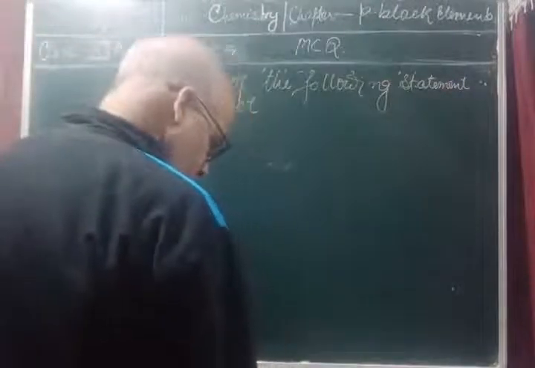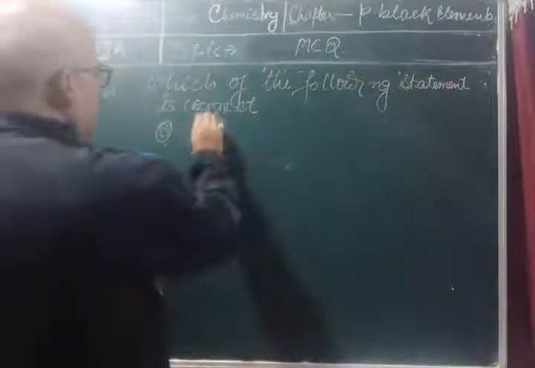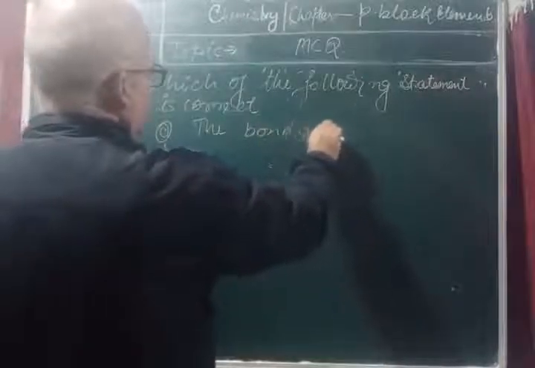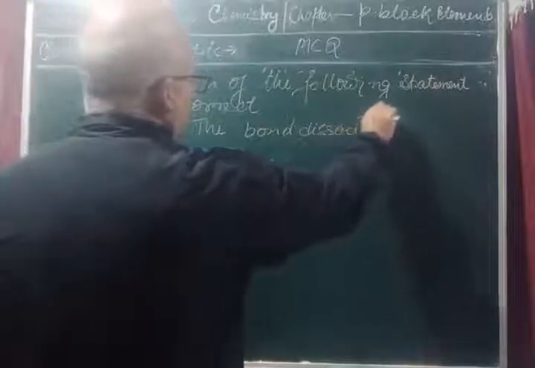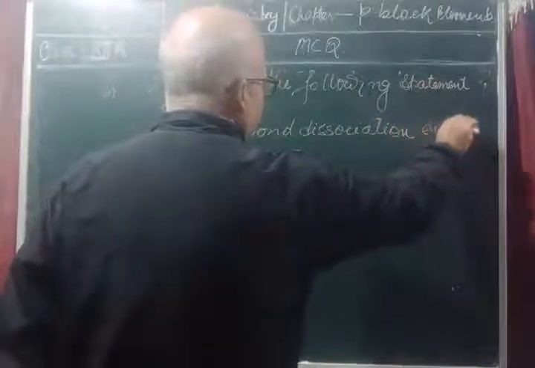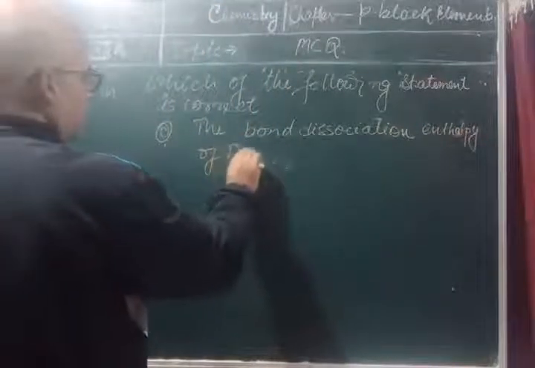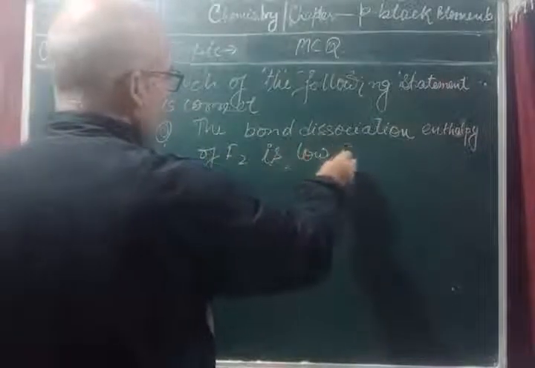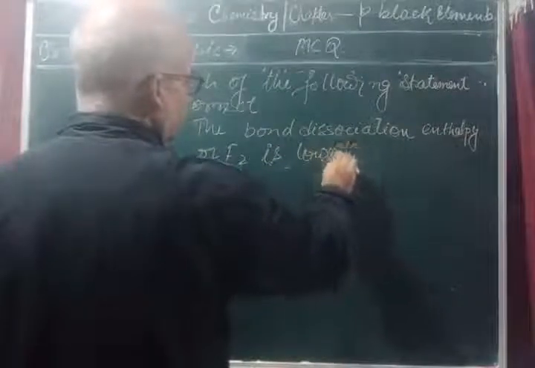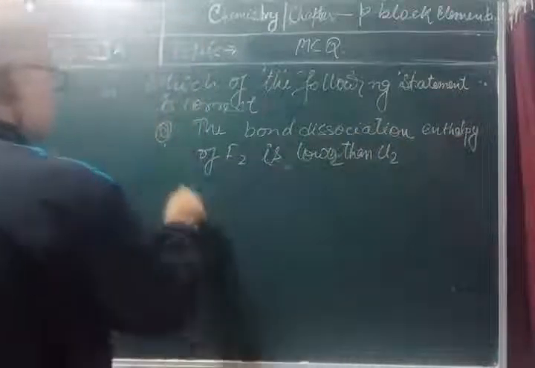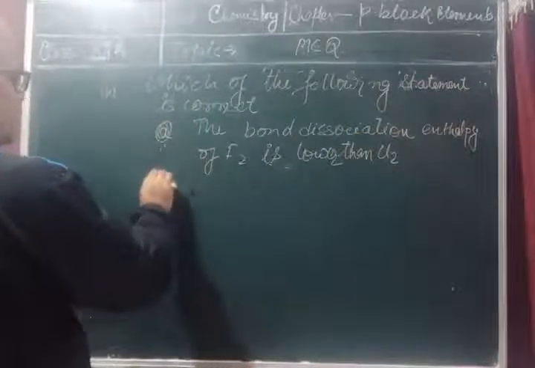The bond dissociation enthalpy of F2 is lower than Cl2. This is A.